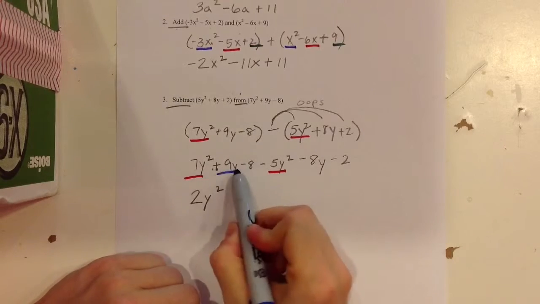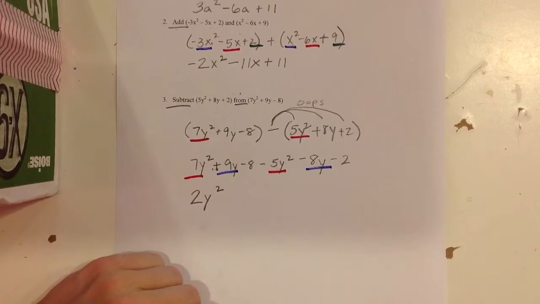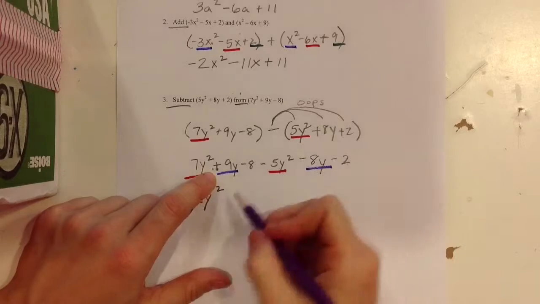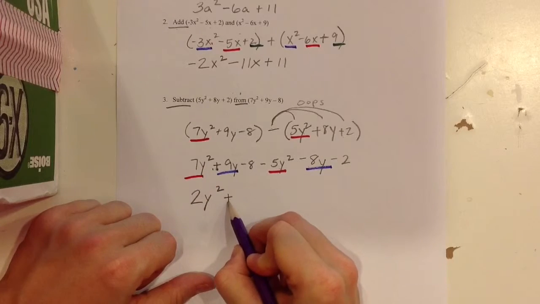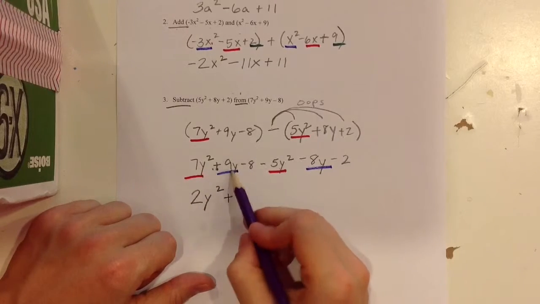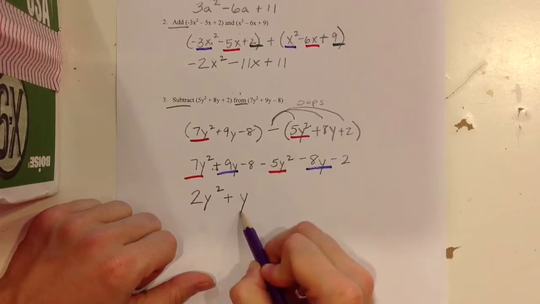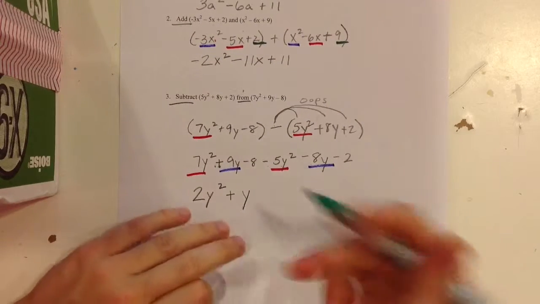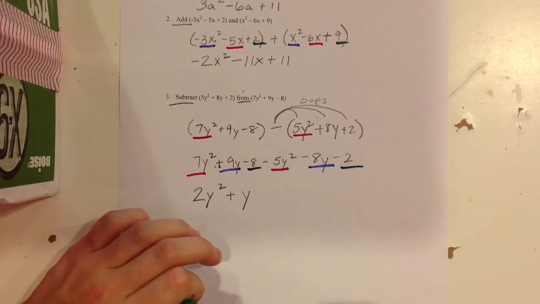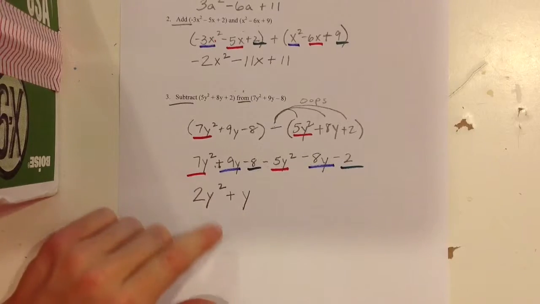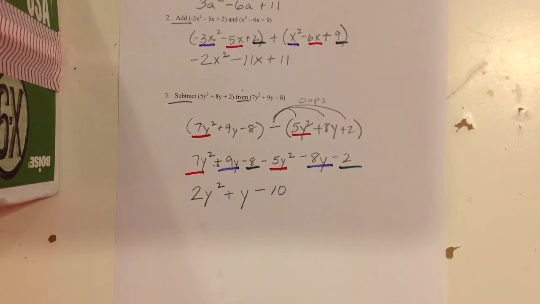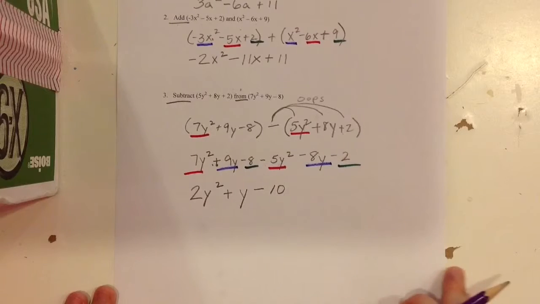Then I want to combine my y's. So I have a positive 9 and a negative 8, different signs. I'm going to subtract. Take the sign of the bigger number is positive, so 9 minus 8 is just 1y. And then last, my numbers, a negative 8 and a negative 2. So I have the same sign, so I'm going to add and keep the sign. So 8 plus 2 is 10. And this is in simplest form.